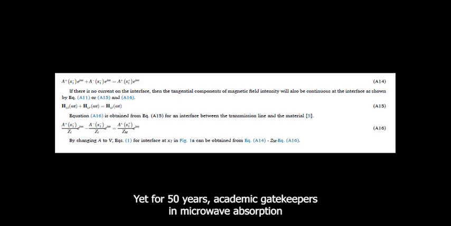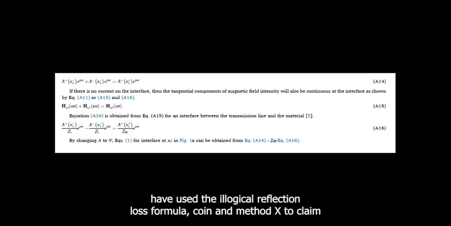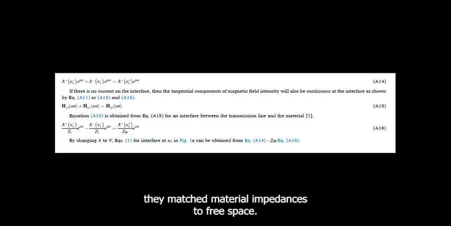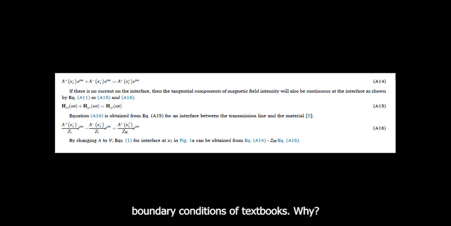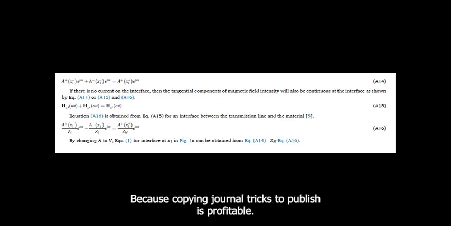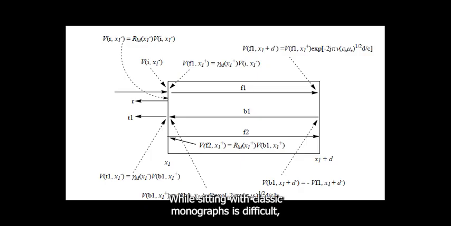Yet, for 50 years, academic gatekeepers in microwave absorption have used the illogical reflection loss formula, coined in Method X, to claim they matched material impedances to free space. They ignored basic wave superposition and the fundamental boundary conditions of textbooks. Why? Because copying journal tricks to publish is profitable, while sitting with classic monographs is difficult.